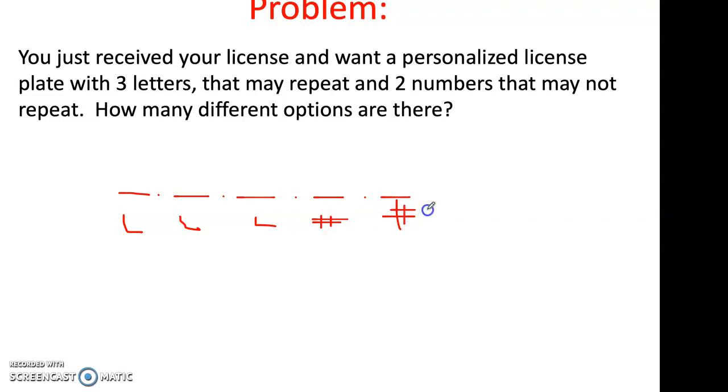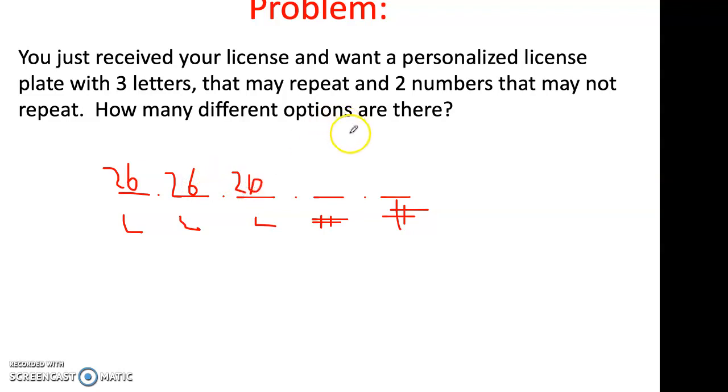Again, this writing will be clearer next week. So it says that the letters can repeat, but numbers cannot. Well, we have 26 letters in the alphabet. We could choose 26 letters for the first spot. It could be repeating. So we can choose the same letter again, 26 letters again, and 26 letters again.